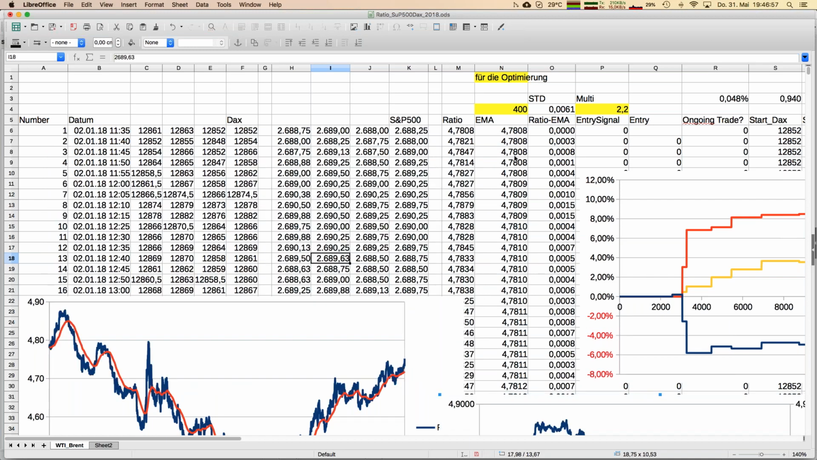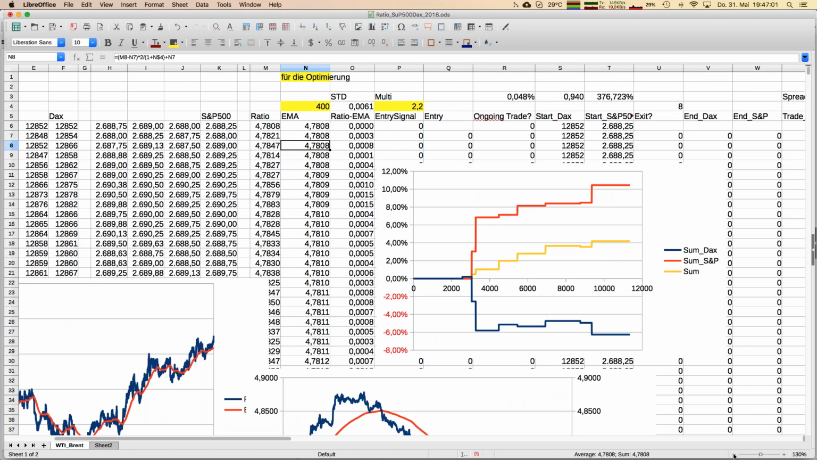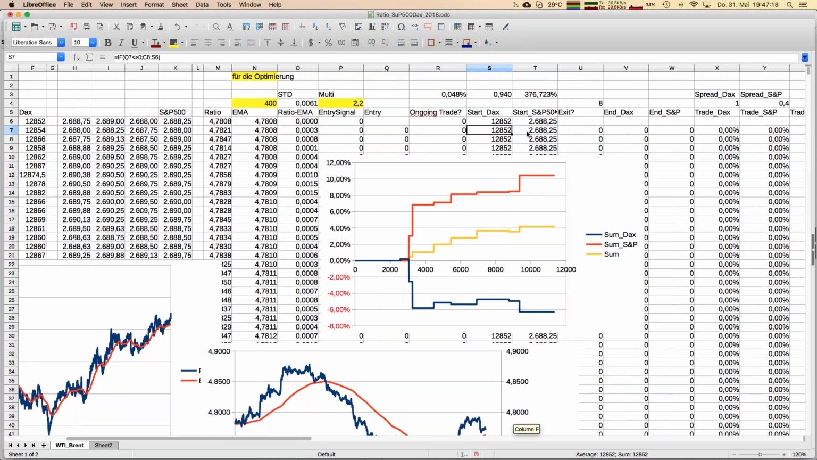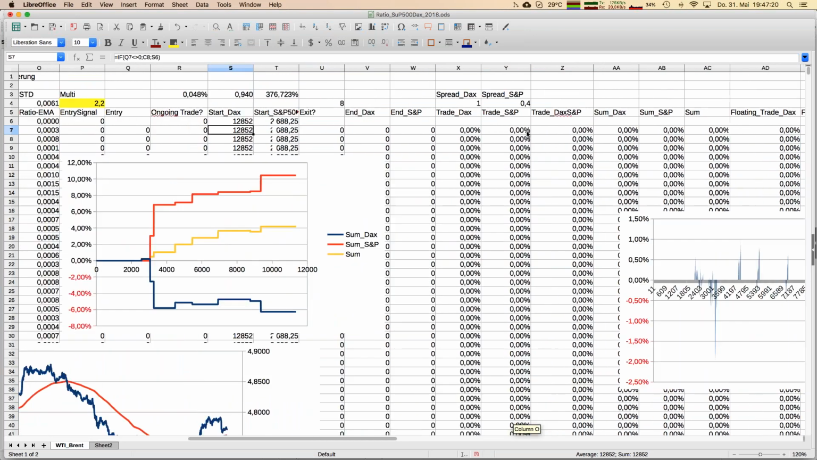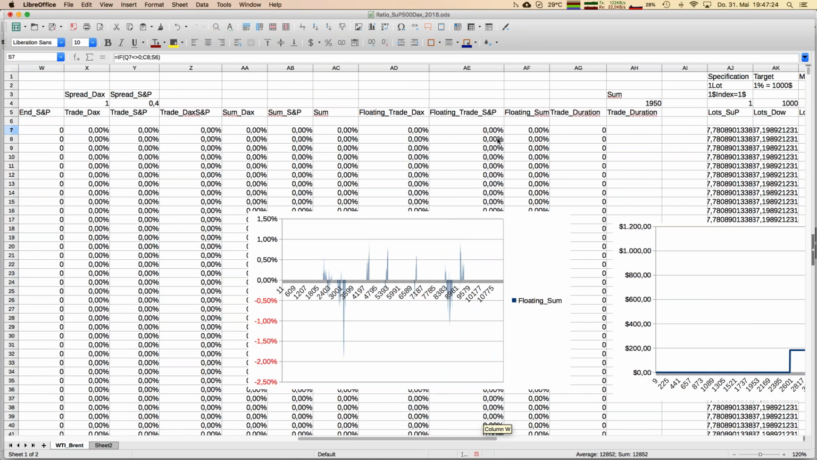All the rest is done within the Excel sheet here to get everything calculated. I won't go into the details, but you can have the Excel sheets if you like. We open the trade, we store at what price we open the trade, and then wait to close the trade. And everything goes further here, but let's not go into the Excel details.